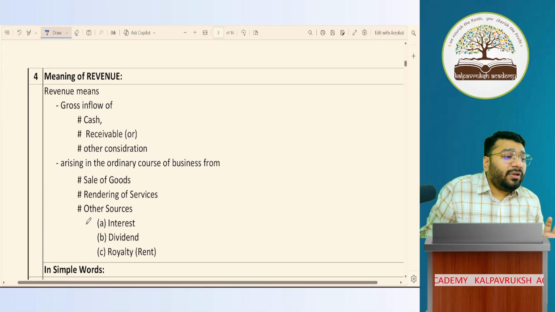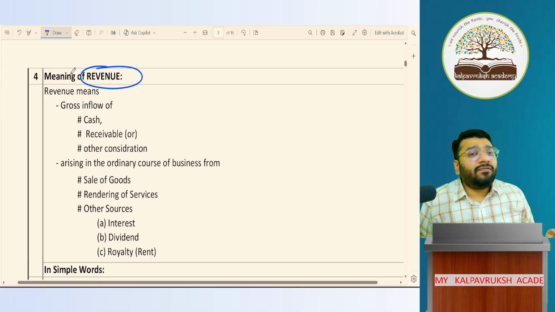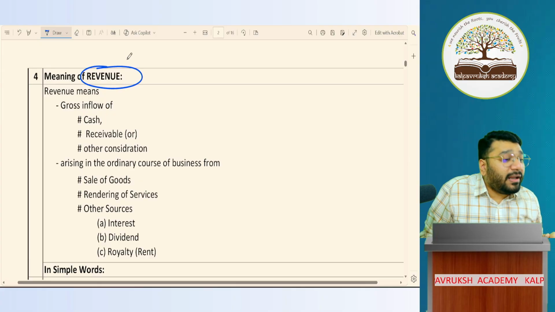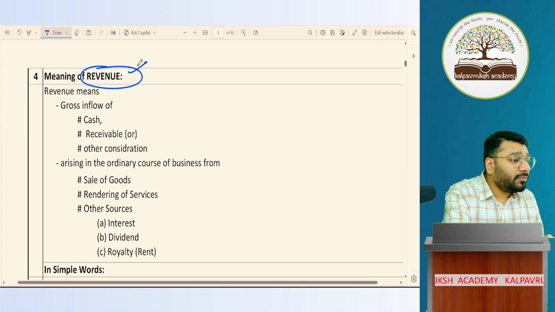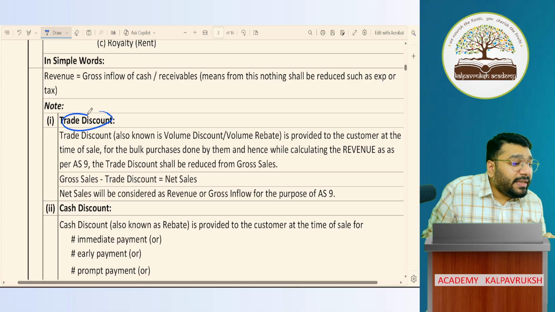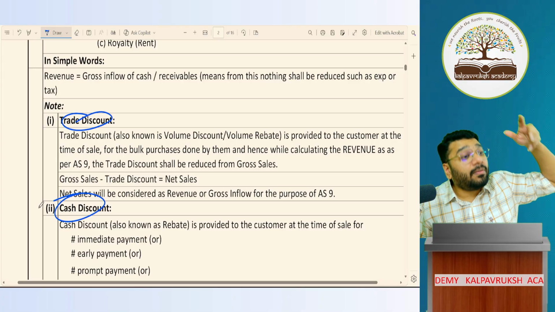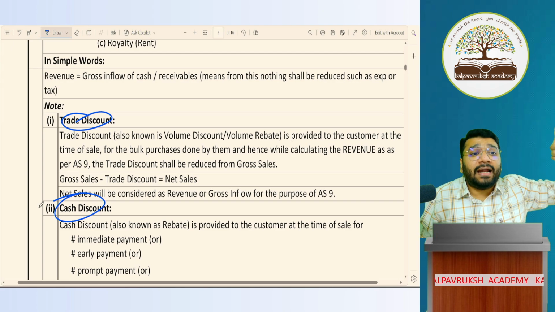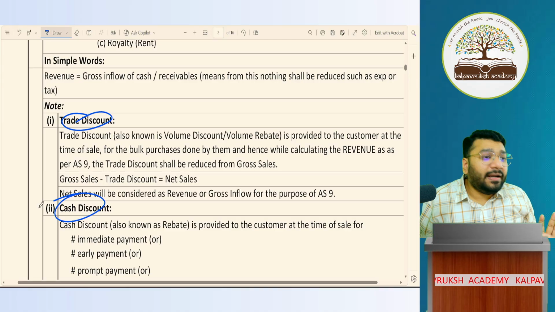Then they'll have to give the meaning of the terms that they use. In AS10, if they use the word revenue, then what is the meaning of revenue? If they use the word trade discount, what is the meaning of trade discount, cash discount? Like that, there's so much terminology that they will use inside the AS. So the interpretation of that is given in this particular preliminary draft.